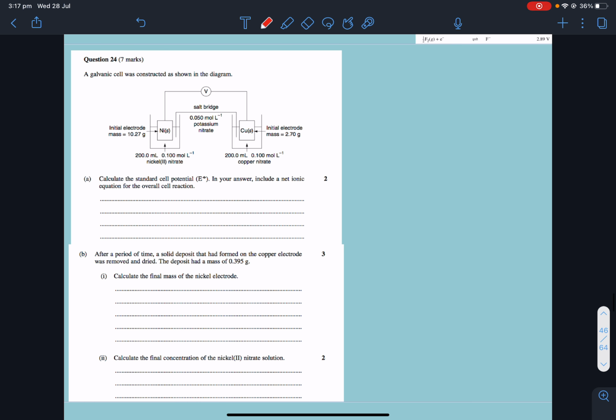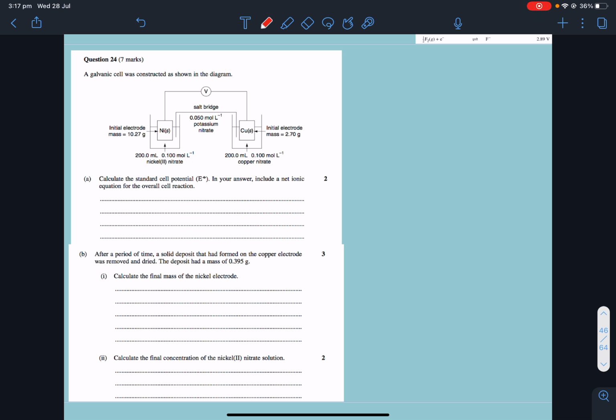Okay, past HSC example. Let's do this before the end of the video. Here we've got a galvanic cell in the diagram. We've got nickel on one side and copper solid on the other. Have they done it the right way? Okay, it's up to us to figure it out.